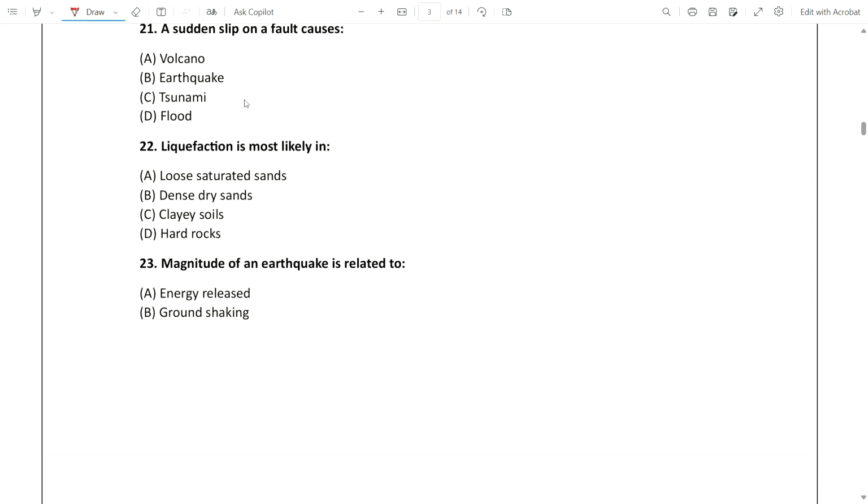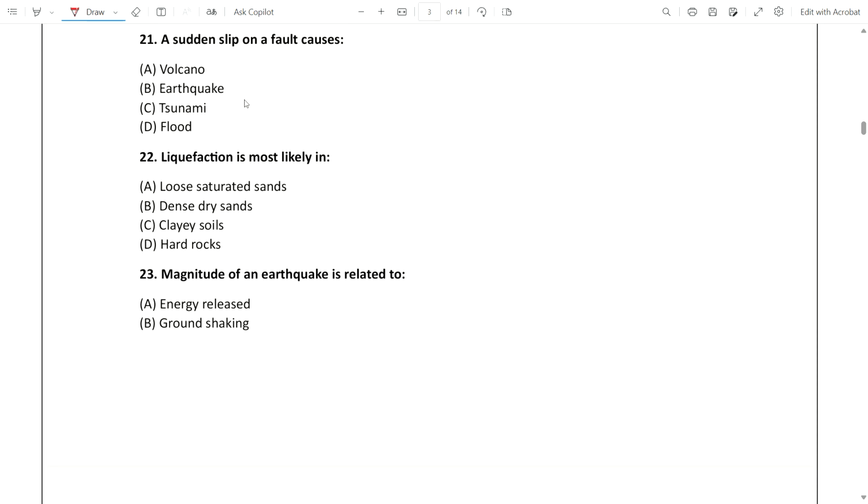Now 21, a sudden slip on a fault causes what? Volcano, earthquake, tsunami, or flood? Here you see the answer is earthquake.